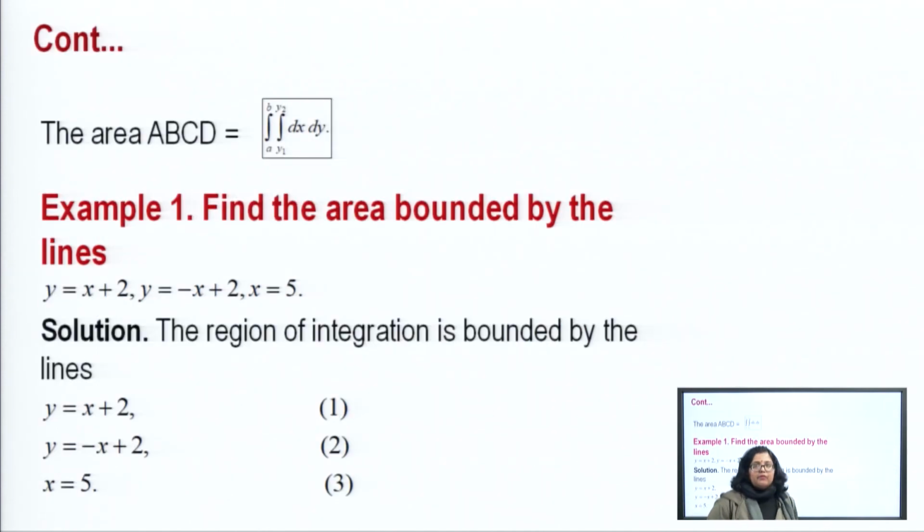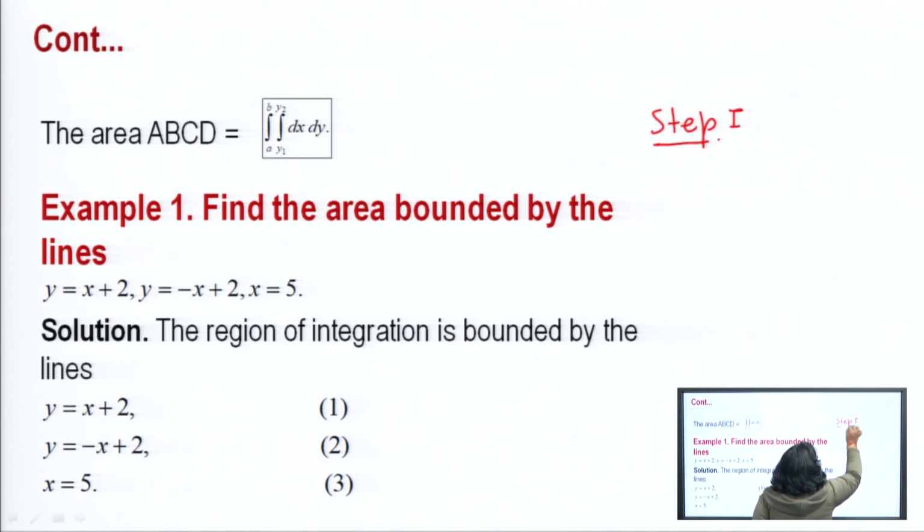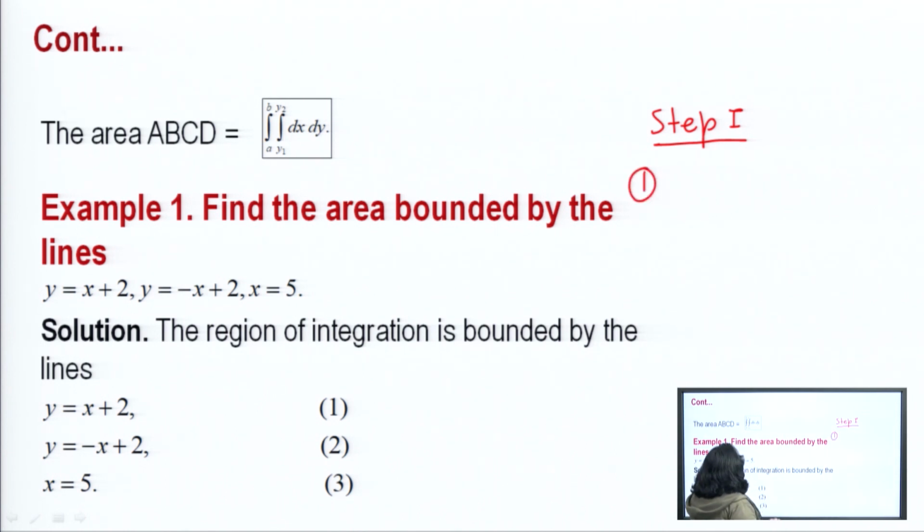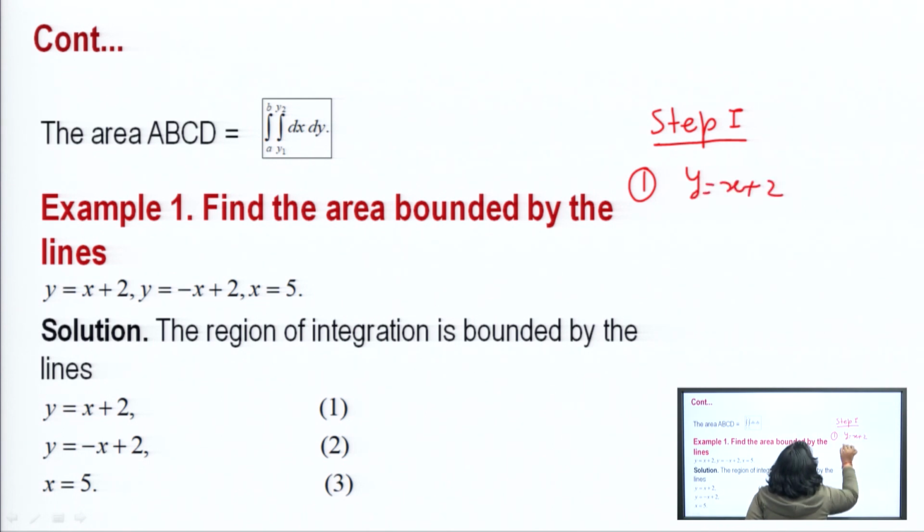This is the example. First, find the area bounded by the lines. Here we have three lines, y is equal to x plus 2, y is equal to minus x plus 2, x is equal to 5. What is the first step? The first step for solving equations like these is we want the intersection points between the lines.